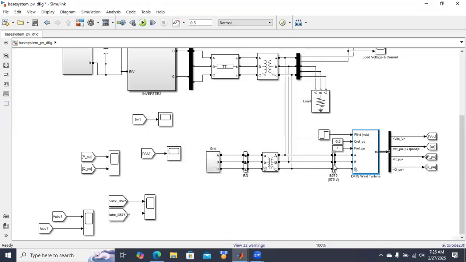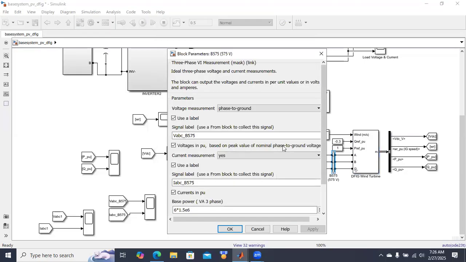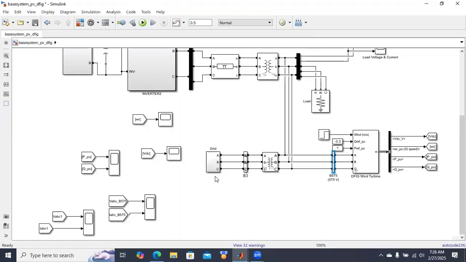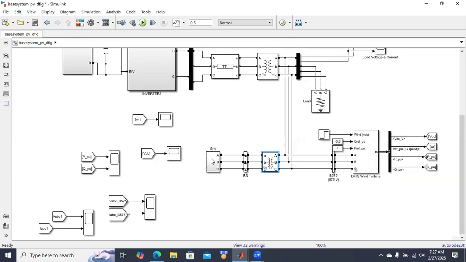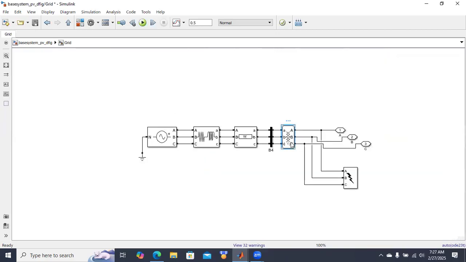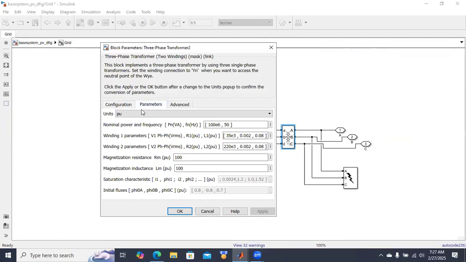Okay, and that will be connected. And this is the voltage and current measurement from the DFIG. From that, power can be calculated. And it is stepped up here while connecting it to the grid from 575 volt to 35 kilovolt. And it is connected to grid here. Again, it is stepped up from 35 kilovolt to 220 kilovolt.